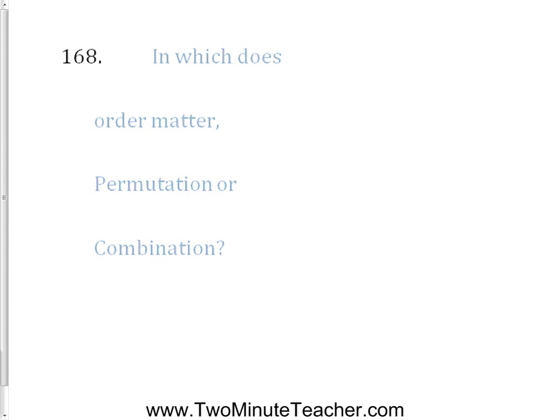Moving on. In which does order matter? Permutation or combination? I don't have a snappy way for you to remember this, but I can tell you that it's permutation where order matters. Okay, and combination, order does not matter. Okay, so those are the 2 major ways we do problems in this area, and that's permutations and combinations. Permutations, order matters. In combinations, it doesn't.